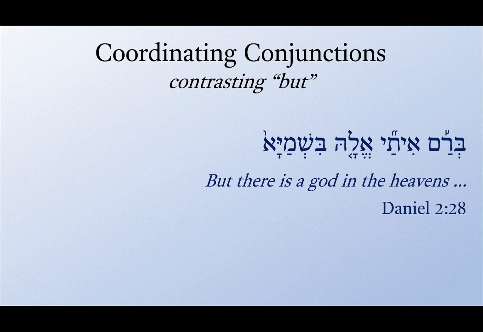That's not to say that vav is the only coordinating conjunction. Here's another contrasting "but" conjunction: "But there is a God in the heavens," baram. And there's a similar coordinating conjunction with a contrasting idea of "however" or "but," lahen.